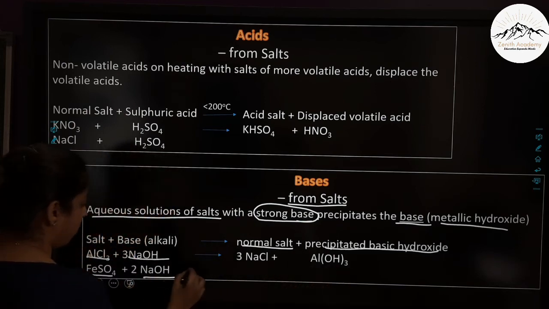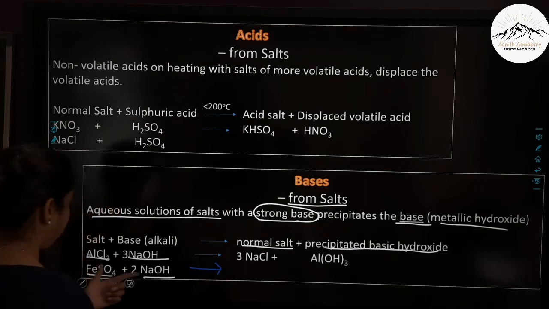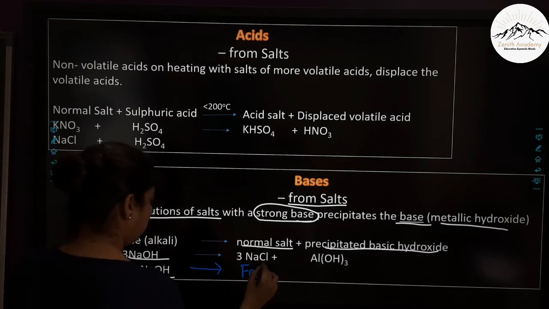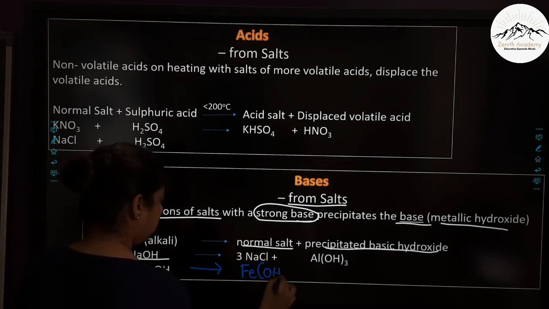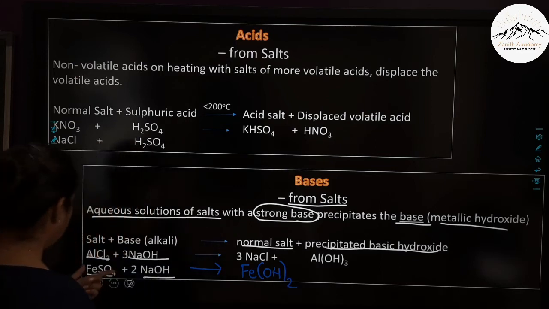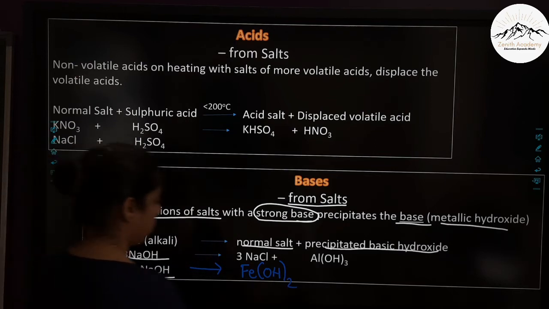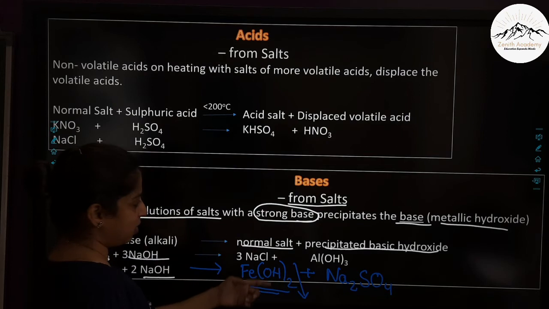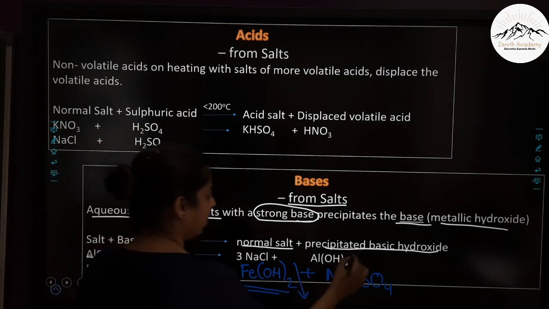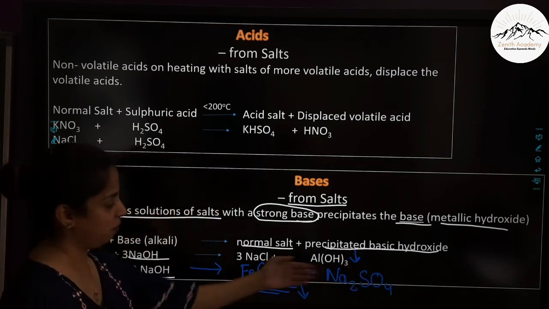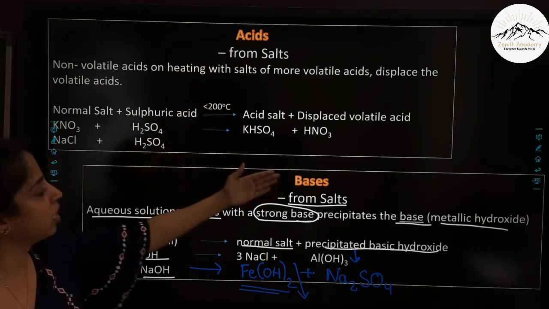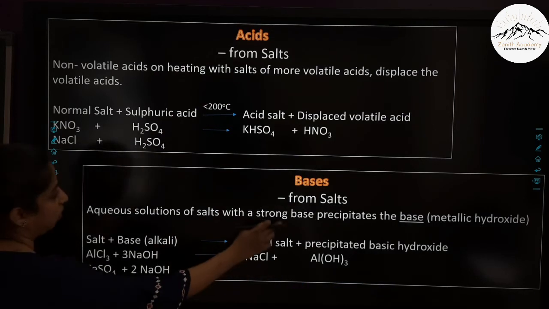Now FeSO4 plus NaOH, what will it form? Now Fe and Na will exchange. So it will form Fe(OH)2 and Na2SO4, sodium and sulfate ions. So this is the precipitated basic hydroxide, and here Al(OH)3 is the precipitated basic hydroxide. I hope you have studied how acids are formed from salts and how bases are formed from salts.